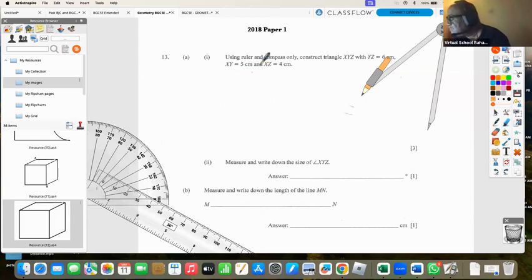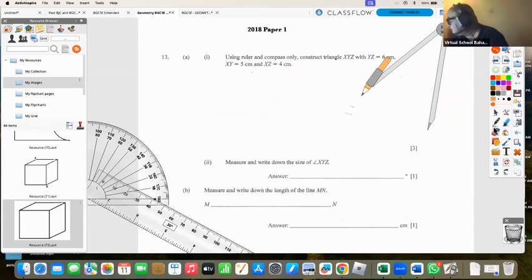It say, use your ruler and compass only, construct triangle XYZ with XY 6 cm, YZ 6 cm, XY 5 cm, and XZ 4 cm. And when we do that, then we have to answer these other parts.